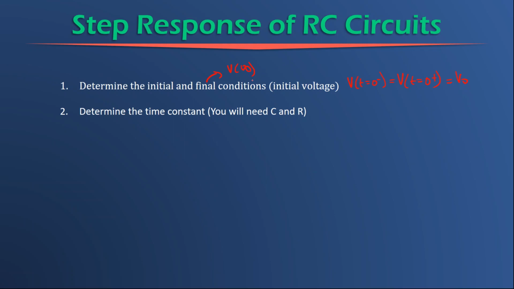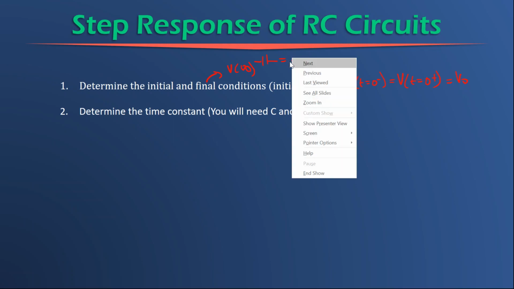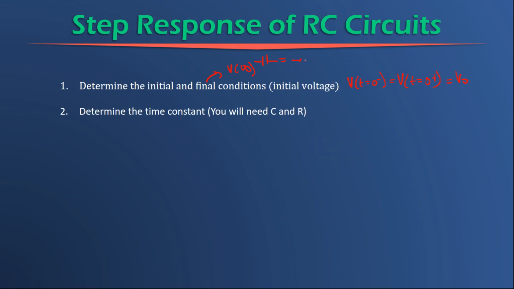What's worth remembering, which is also applicable to your source-free RC and RL circuits, is that under DC conditions, which means initially and at time t equals infinity, your capacitor must become an open circuit, and your inductor must become a short circuit.